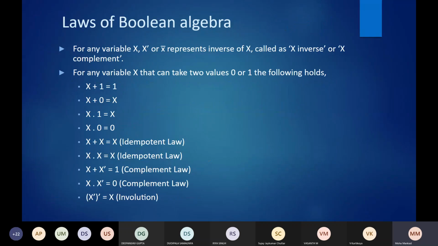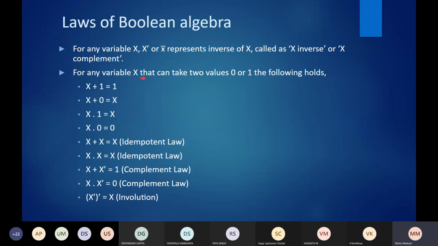These are the laws of Boolean algebra by which logic expressions are simplified, and any logic expression and any variable follows these laws. For any variable x, which can take two values, 1 or 0, x dash, x bar or x complement represents the inverse of x. You can pronounce it as x inverse or x complement. If the value of x is 0, x complement will represent 1. If the value of x is 1, then x complement will represent 0. So basically it's known as inversion.